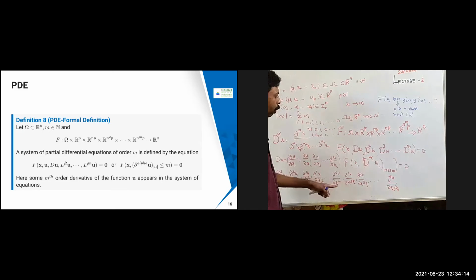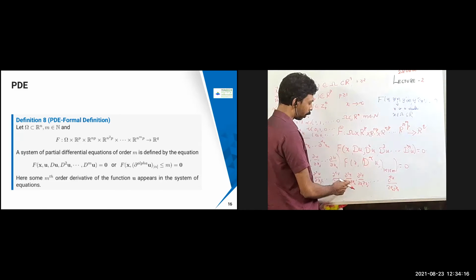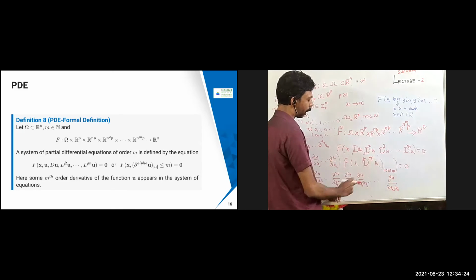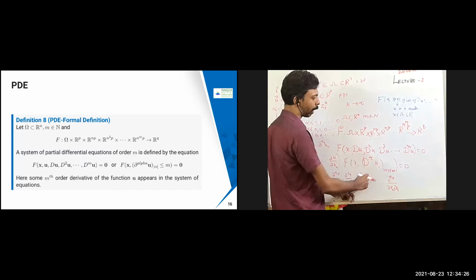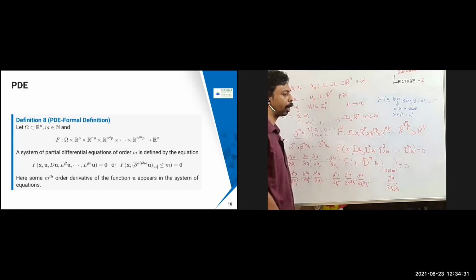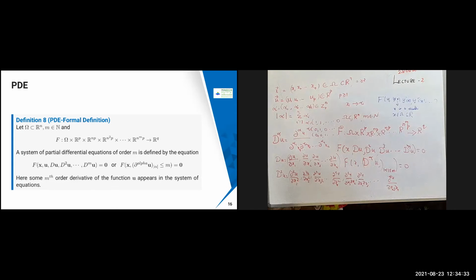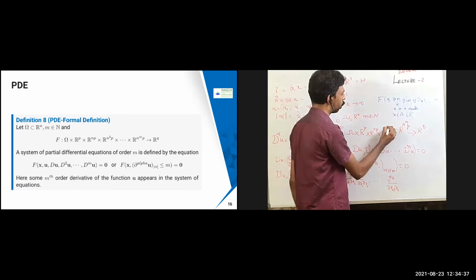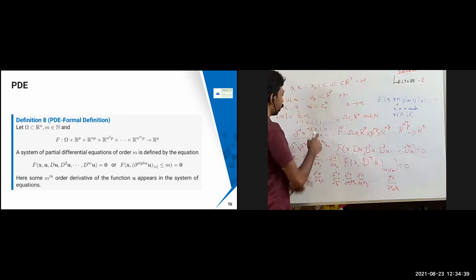If you keep on doing this, you keep one variable fixed and then vary the other variable. So dou x1 dou x2, dou x1 dou x3, dou x1 dou x4, etc. Again, keep x2 fixed and keep on varying. Like this, if you keep on doing that, you are going to get r power n square variables. Same way, for the next one you are going to make the combination 3.